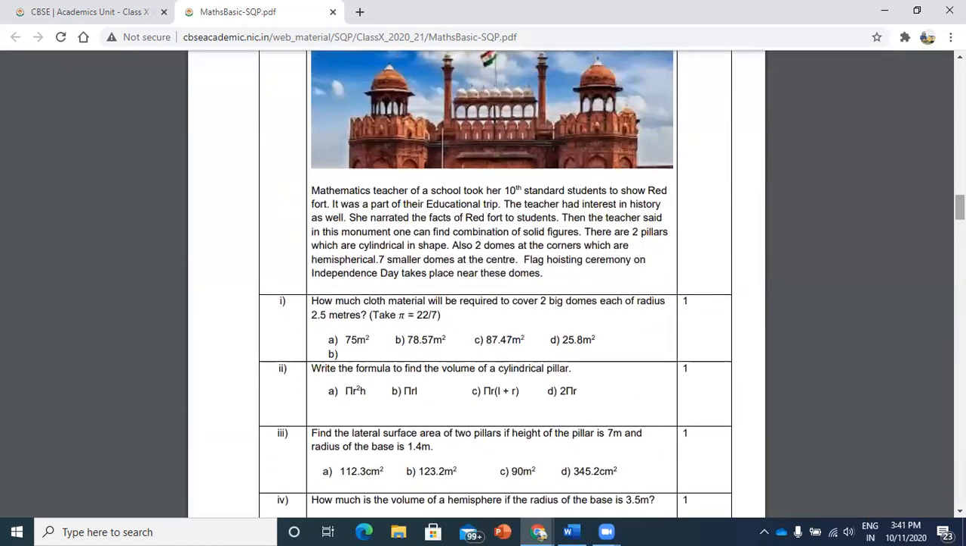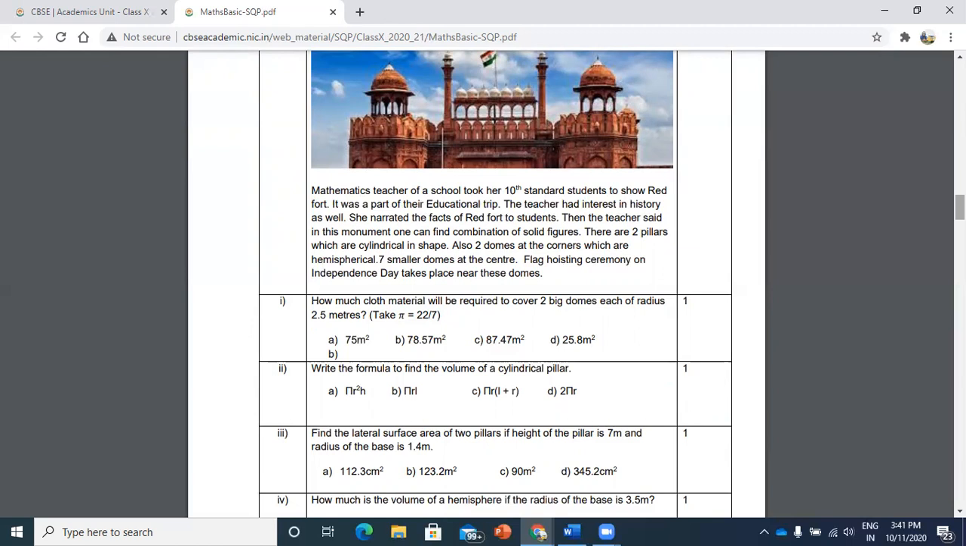So if you take this, there's a paragraph written about the Red Fort, about the 2 pillars which are cylindrical in shape, and there are 2 domes at the corners, etc., which are hemispherical. Then there are 7 smaller ones. They describe this picture totally.